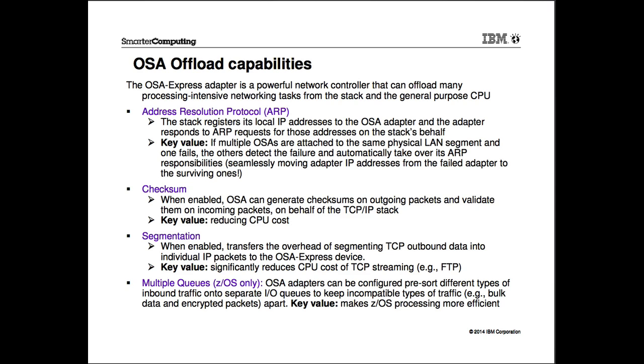Furthermore, OSA provides multiple input queues. This is a z/OS only value. Linux does not support this. OSA adapters can be configured to pre-sort different types of inbound traffic onto separate I/O queues to keep different types of traffic apart. For example, you have bulk data, which is FTP, and you have encrypted packets, which require processing by crypto services. Those are completely different types of service. OSA can be programmed to put them onto different queues for z/OS so that z/OS does not have to dispatch them onto the correct queue. They come to z/OS pre-sorted. That makes z/OS processing more efficient. Once again, it's CPU savings and dispatch efficiency.